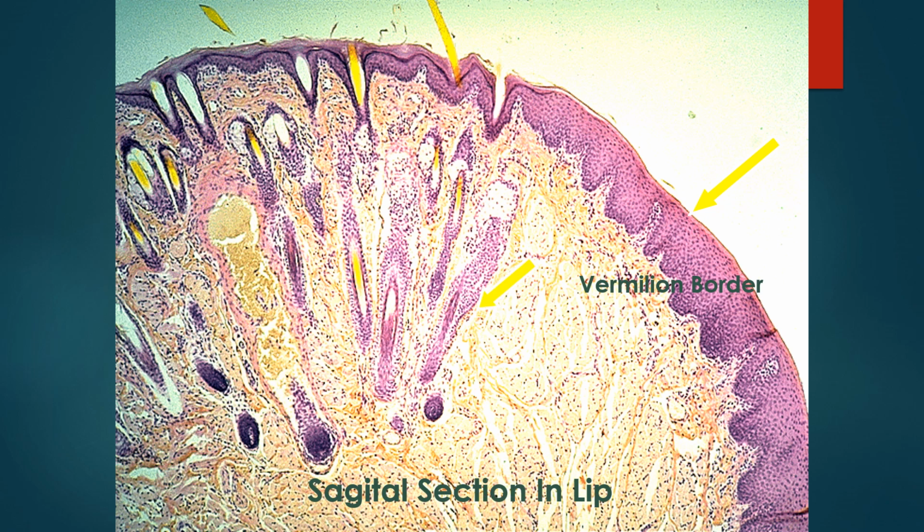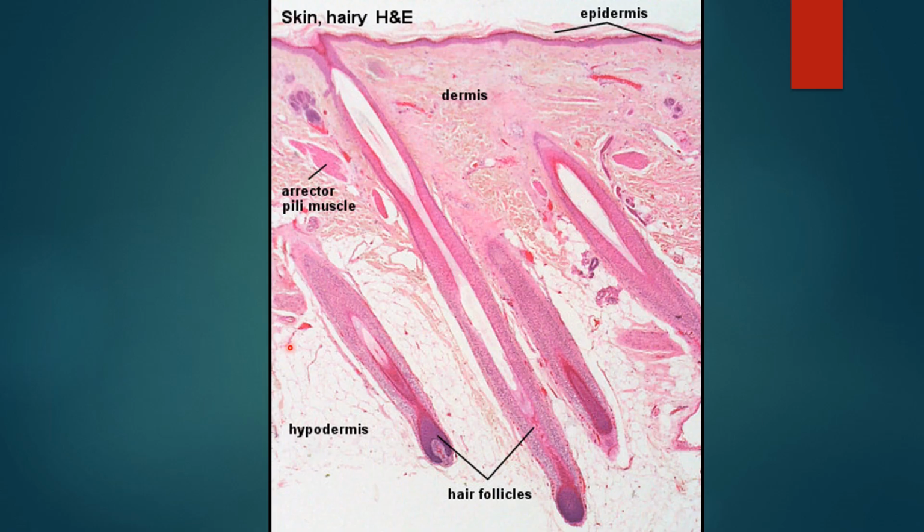So this is the labeling of the vermilion border, the skin side of the lip, and another slide which is H and E stain section on the oral side of the lip. You can see stratified squamous epithelium over here. You can see sagittal sections of the hair follicle, another hair follicle, another hair follicle, the sebaceous gland, the erector pili muscles over here, again another section of the erector pili muscle over here, and beneath this is the hypodermis, which contains a large number of adipose tissue.